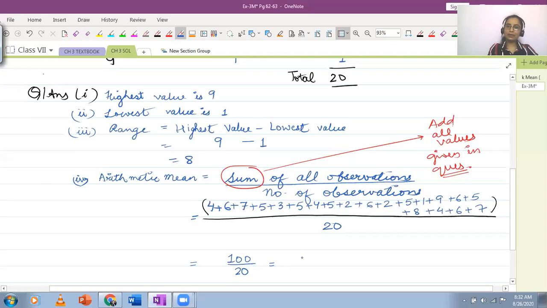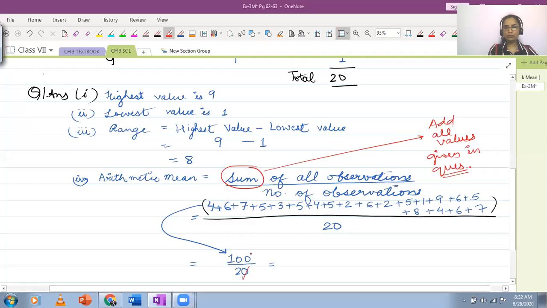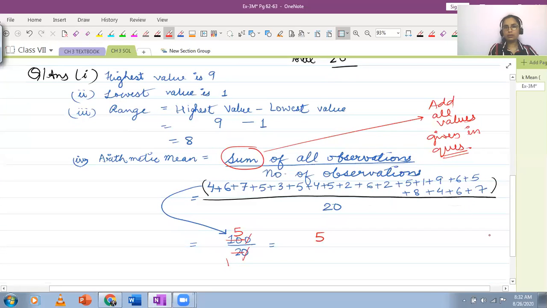100 divided by 20. The total is 100. And divide the total by 20. You can do cutting also if possible. So we can cancel this 0 with 0 and 2 with this 10. So the answer is 5. This is the answer. I hope now it's clear how to find out the range and how to find out the arithmetic mean.